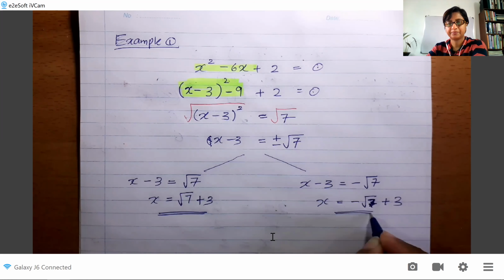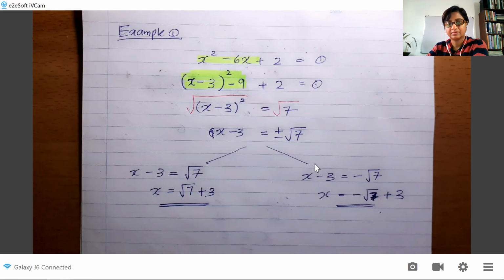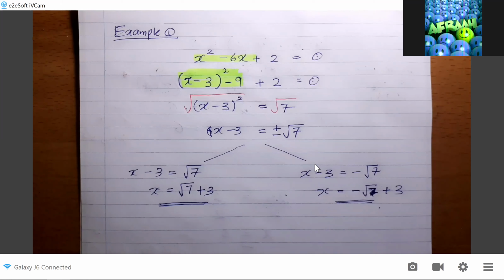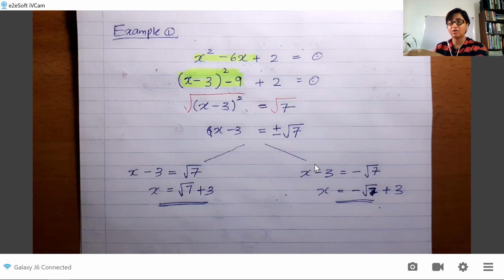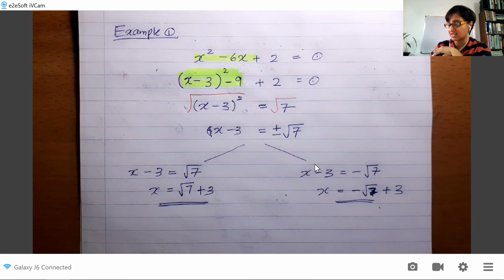Is that clear? Hope that is clear. Yes, ma'am. Okay. And you can see that our answers are not nice round integer answers like 3, 4. It's a surd. This answer is irrational.